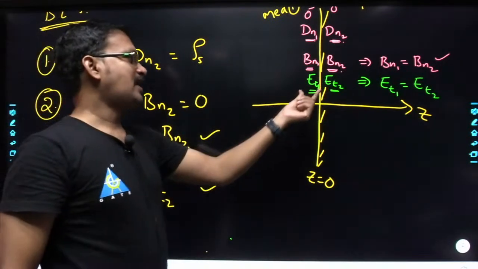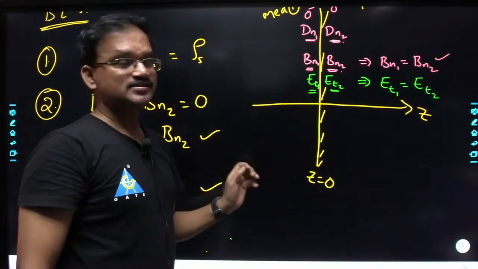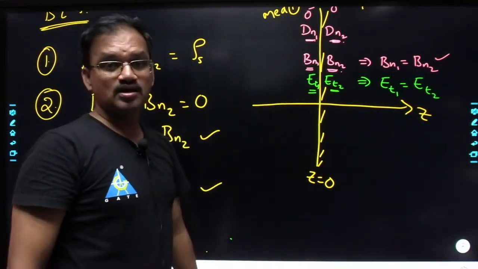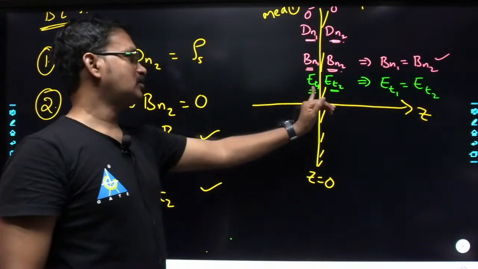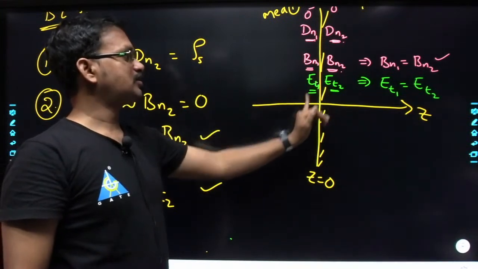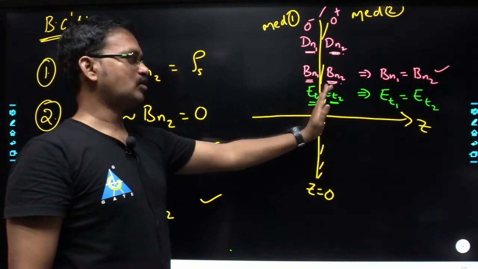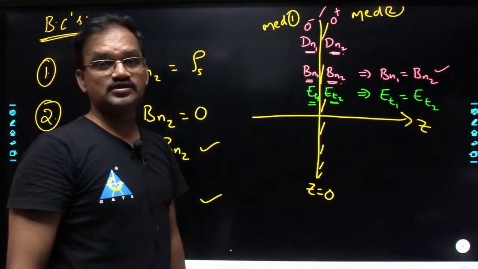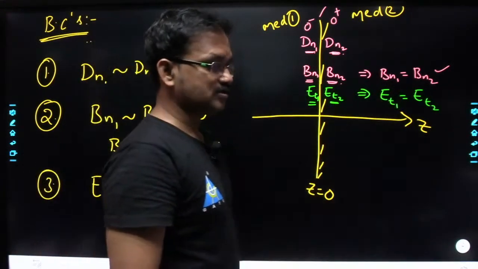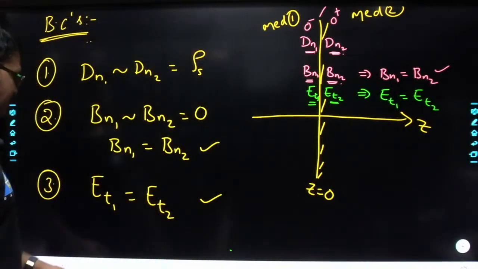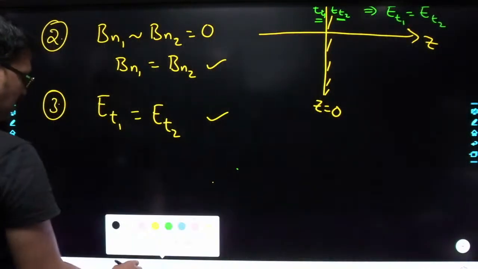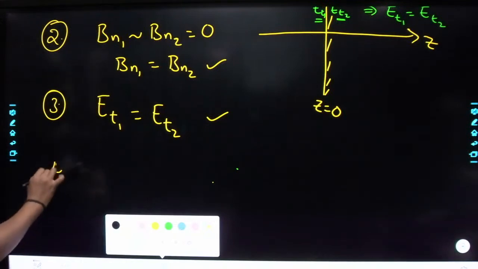So the tangential component of electric field intensity is continuous across the interface. Whatever tangential component of electric field you see at this side of the interface, the same field you will see at the other side also. So ET1 is equivalent to ET2. Next you have another boundary condition, the fourth boundary condition.